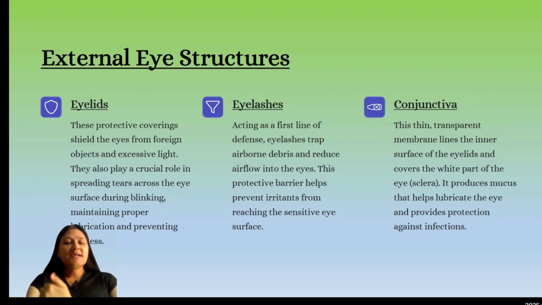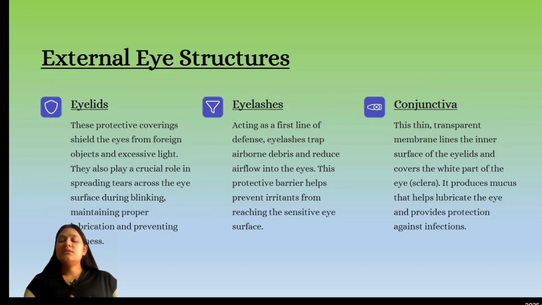Got it? And it plays a crucial role in spreading the tears, the tear film. You know what the tear film is? The tear film is basically formed by the lacrimal duct on the lower eyelid. That tear film line allows the tears to spread across the eye, and the eyelids also provide blinking, which is required for lubrication and prevention of dryness.